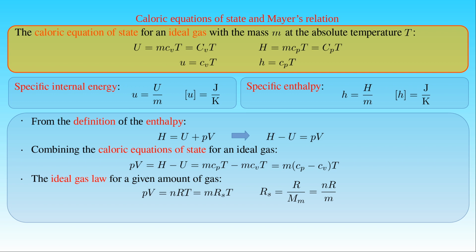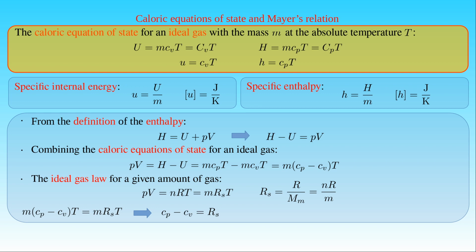Then we can write that the mass m times the difference between Cp and Cv, times the temperature T, is equal to the mass m times the specific gas constant Rs times the temperature T. This expression reduces to a relation stating that the difference of Cp and Cv is equal to Rs, which is Meyer's relation.